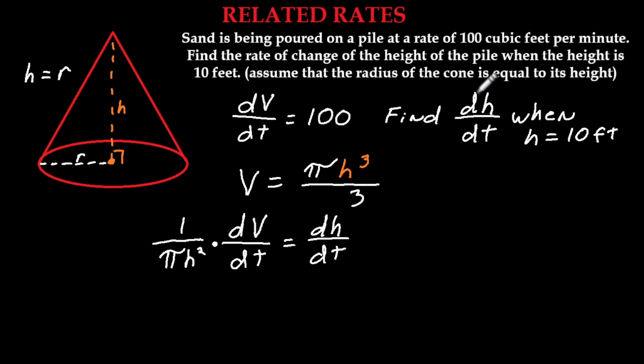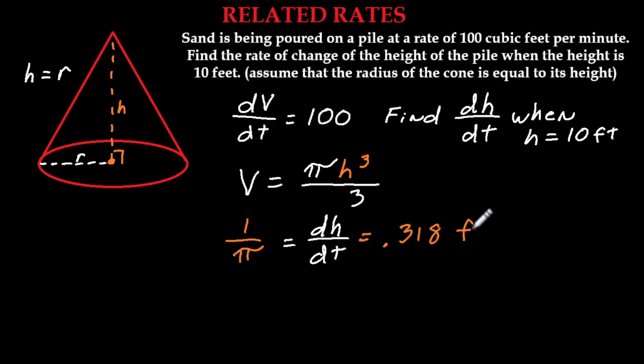And we have to find dh dt when h equals 10, so we'll replace the h here with a 10. And h squared is 100, so we have 1 over 100 pi. dV dt is given as 100, so we replace that. And then multiplying, we get 1 over pi. And 1 over pi is approximately 0.318 feet per minute.